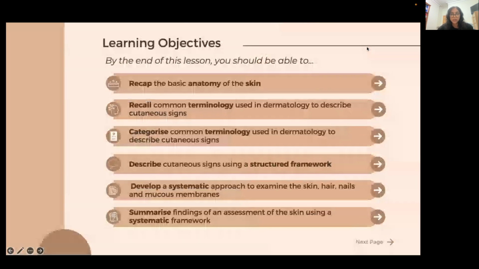So in terms of what we'll talk about today, we'll talk about the basic anatomy of the skin. We'll talk about terminology used in dermatology to describe cutaneous signs. We'll go through a framework on how we can use that to describe the cutaneous signs. We'll talk about how we can systematically approach examining from a dermatology perspective, so looking at the skin, the hair, the nails, and how we can summarize that all together. And if there's any questions, feel free to put them in the chat and then I can answer them as we go along or at the end.